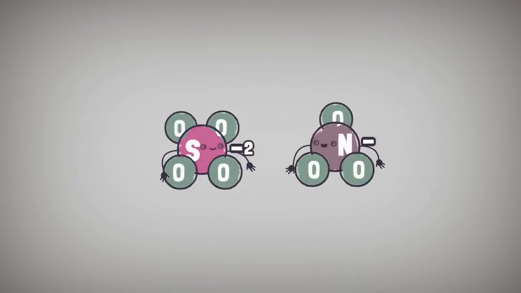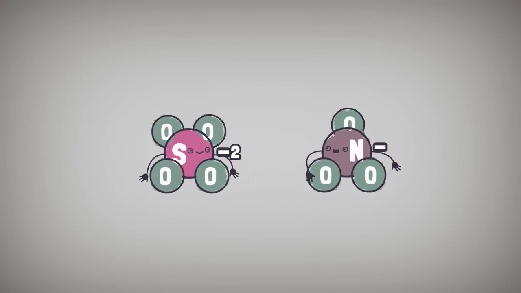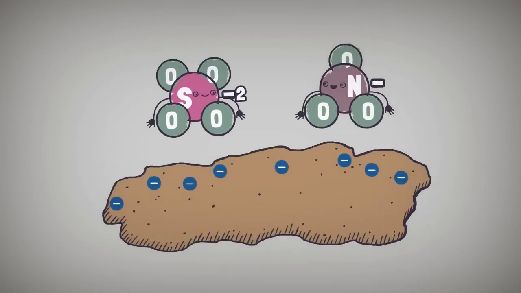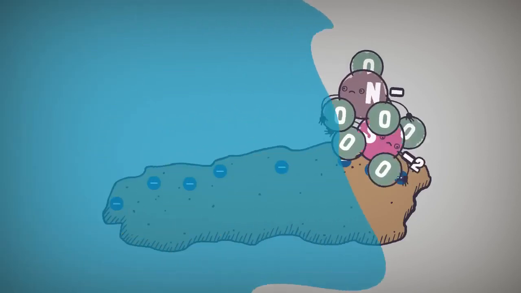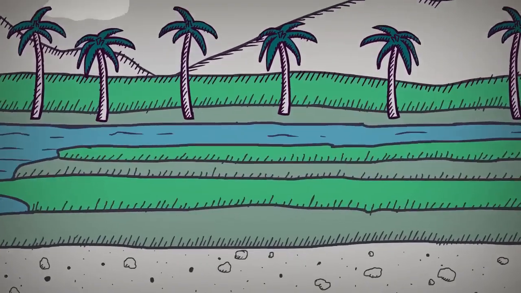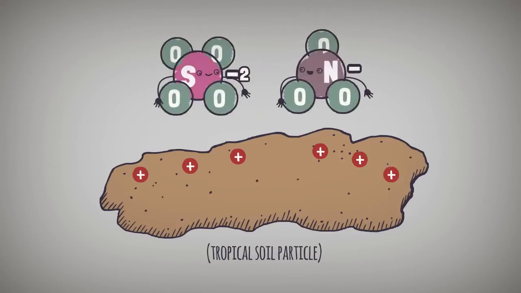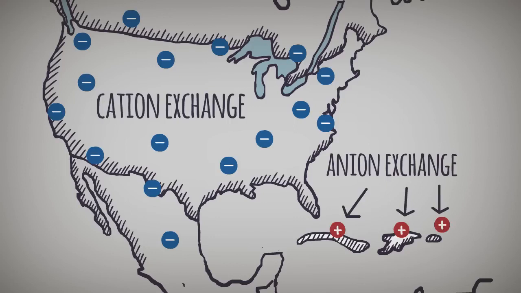Not all nutrients are cations, however. Some are actually negatively charged compounds, or anions. Since anions, like nitrate or sulfate, have a negative charge, they are unable to attach themselves to negatively charged particles and, as a result, leach out when watered. Of course, all soils are different. There are soils in the tropics, for example, that have positively charged soil particles. And in that case, it's the anions, not cations, that are held temporarily and then exchanged with other anions. Most soils, however, have negatively charged particles.